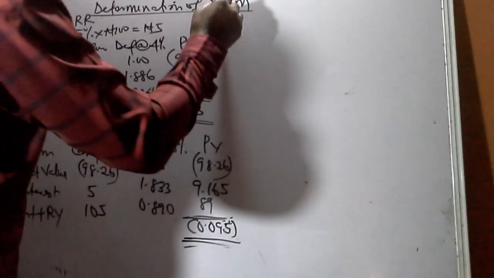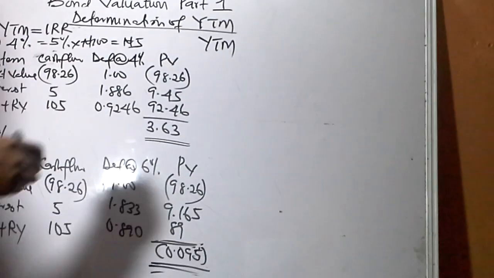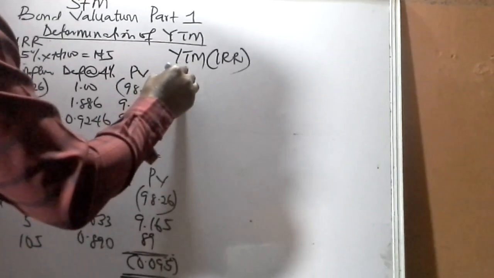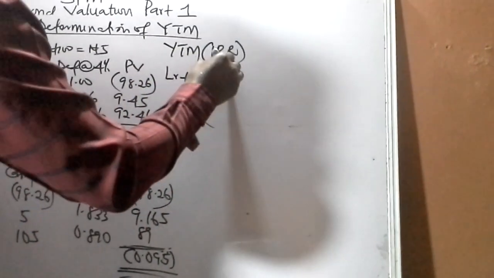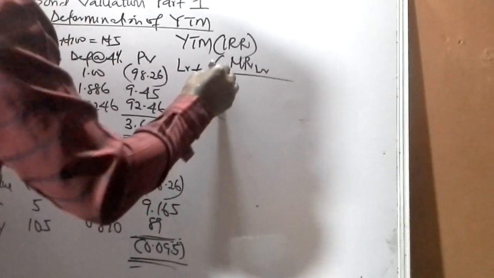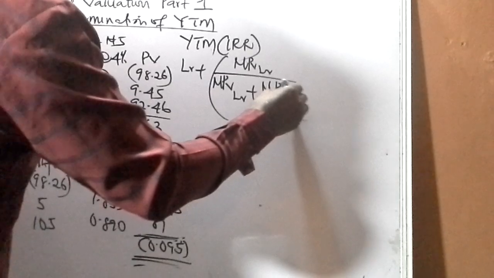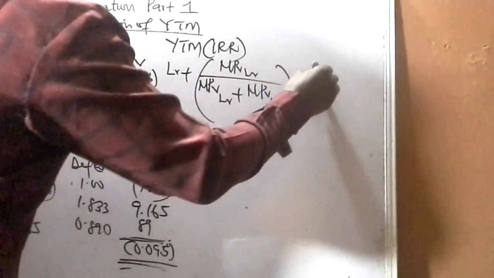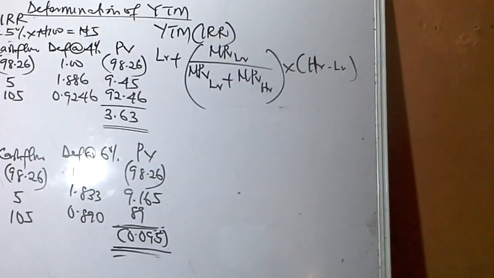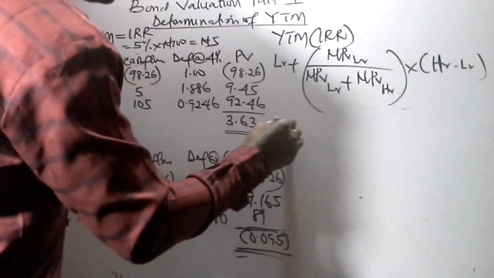Therefore, what is my IRR? My YTM equals my IRR. It is the lower rate plus the NPV of the lower rate over the NPV of the lower rate plus the NPV of the higher rate, into the bracket of higher rate minus lower rate. Is that clear? So now, what is my lower rate here? It is the 4%.